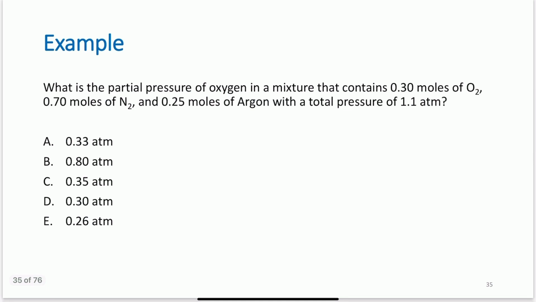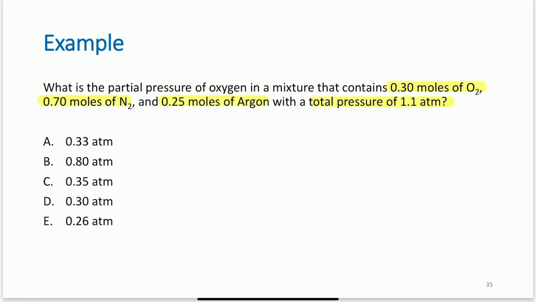Let's look at another example. What is the partial pressure of oxygen in a mixture that contains 0.30 moles of O2, 0.70 moles of N2, and 0.25 moles of argon if the total pressure of the system is 1.1 atmosphere? Well, first, I've got 0.30 moles of O2, 0.70 moles of N2, 0.25 moles of argon, total pressure of 1.1.